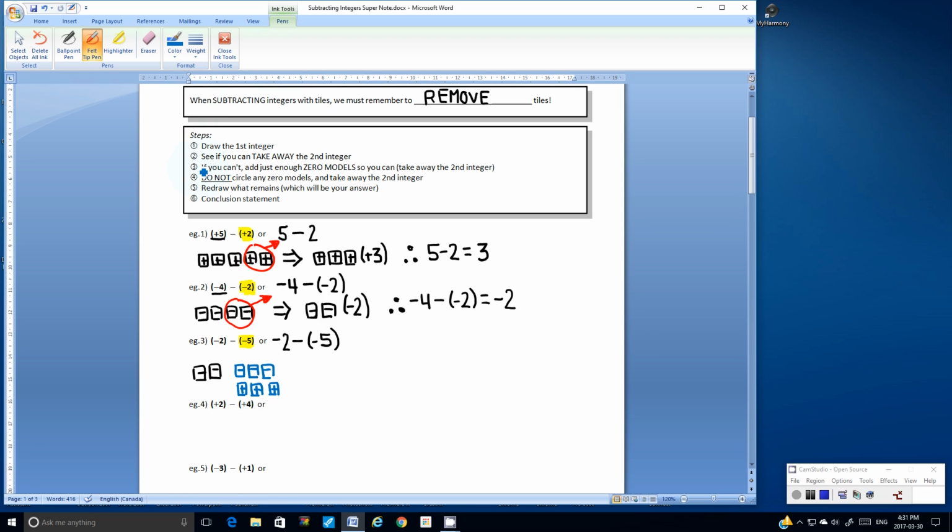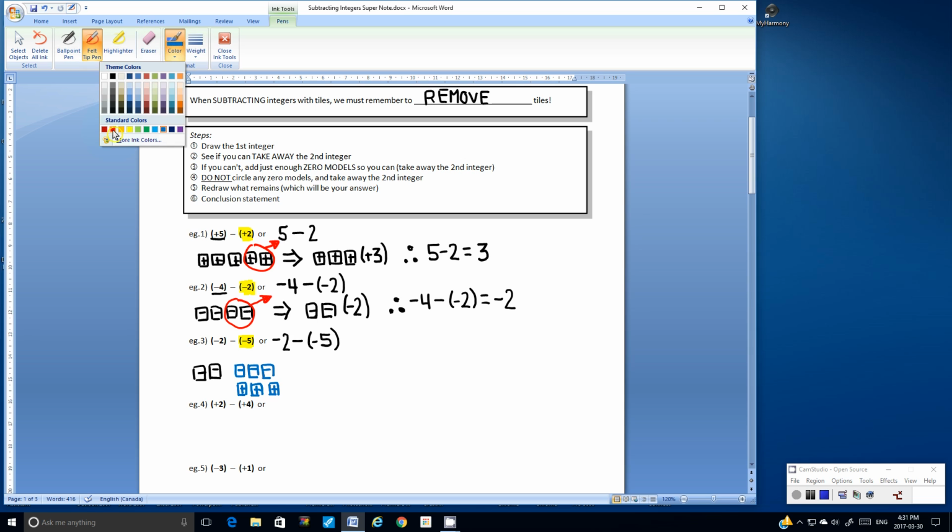Now this was step 3 here. If you can't take away the second integer, add just enough zero models so you can take away the second integer. I needed 3 negatives, so I added 3 zero models. All right, step 4. Do not circle the zero models. Now, when it came to addition of integers, we always circled and took away zero models. When it comes to subtraction, we don't circle zero models. Now, let's take away the second integer.